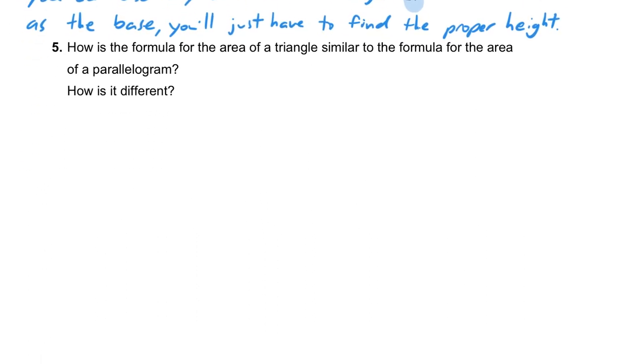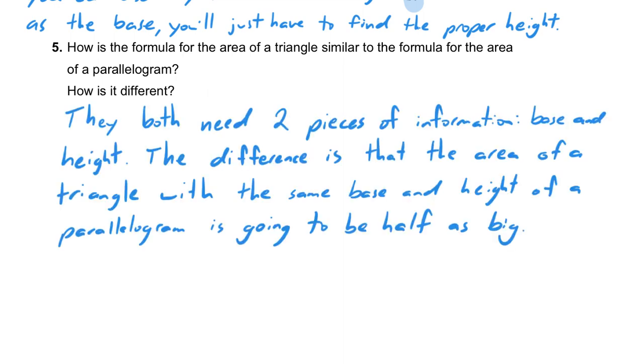Finally, the question is, how is the formula for the area of a triangle similar to the formula for the area of a parallelogram, and how is it different? I would answer like this. They both need two pieces of information, base and height. The difference is that the area of a triangle with the same base and height of a parallelogram is going to be half as big.